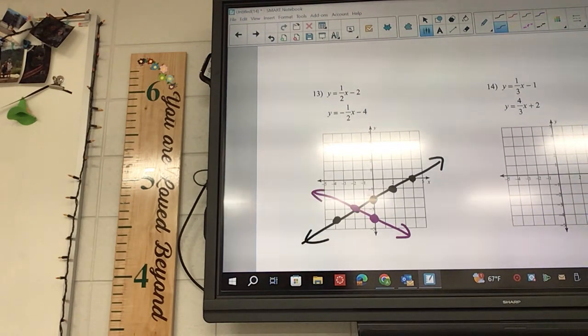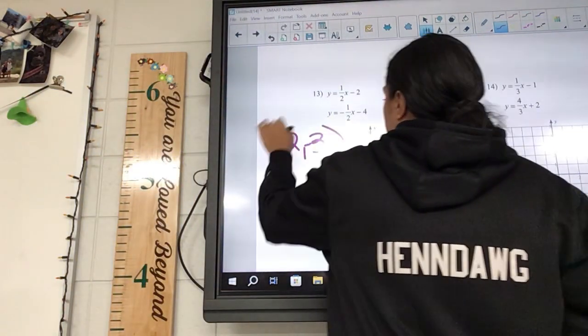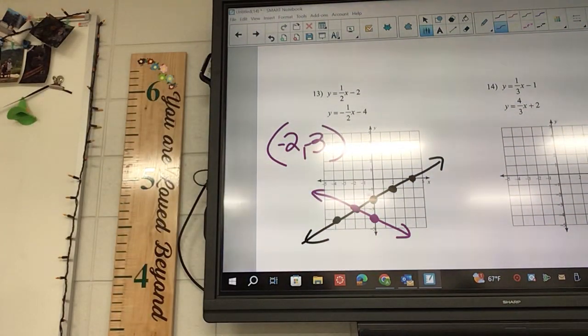What is that intersection point? Negative 2. Good. Negative 2, negative 3. Oscar did it.